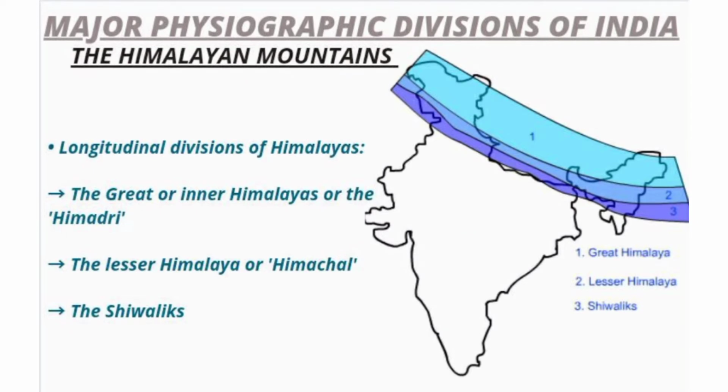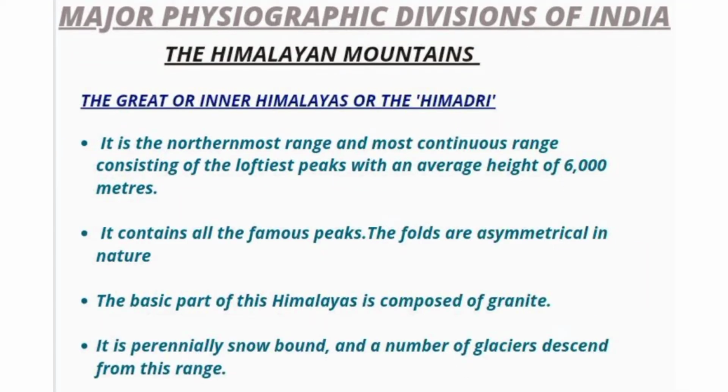Longitudinal divisions of Himalaya: it is divided into three, the Great or Inner Himalayas or the Himadri, the Lesser Himalaya or Himachal, and the third is the Shivaliks. We will discuss each of them in a little bit of detail. So let's get started with the Greater or Inner Himalayas or the Himadri.